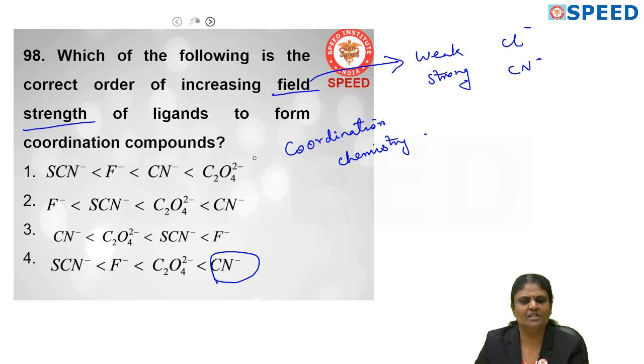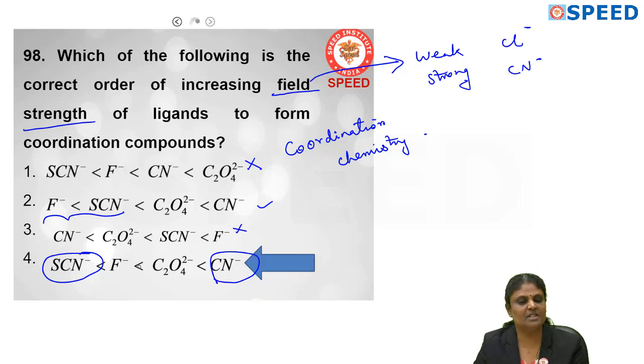So these two options are clearly wrong, because the strong ligand example is CN minus. So from the remaining two options you have to choose, but the order is confusing here. SCN minus is a weaker ligand compared to F minus. So I think the 4th option is the correct one.